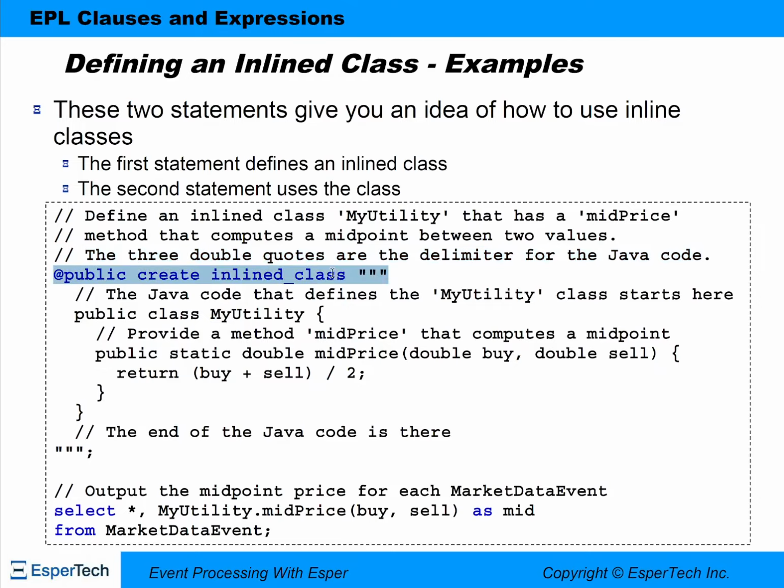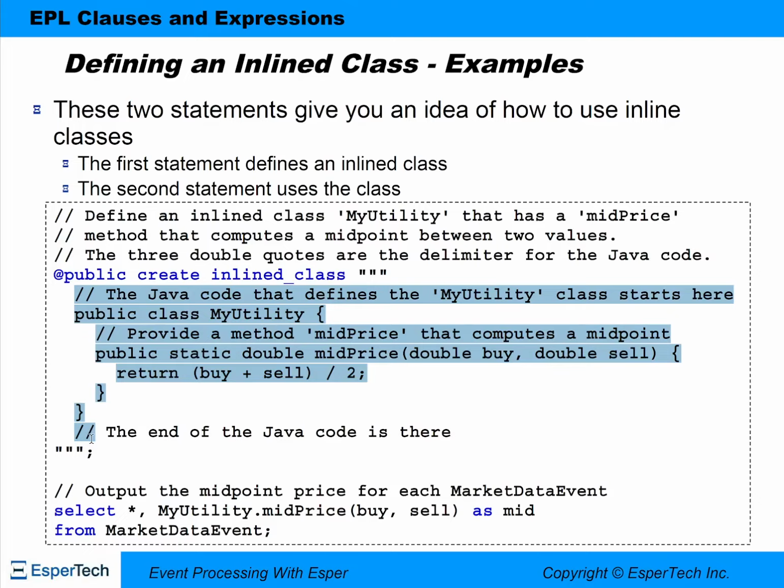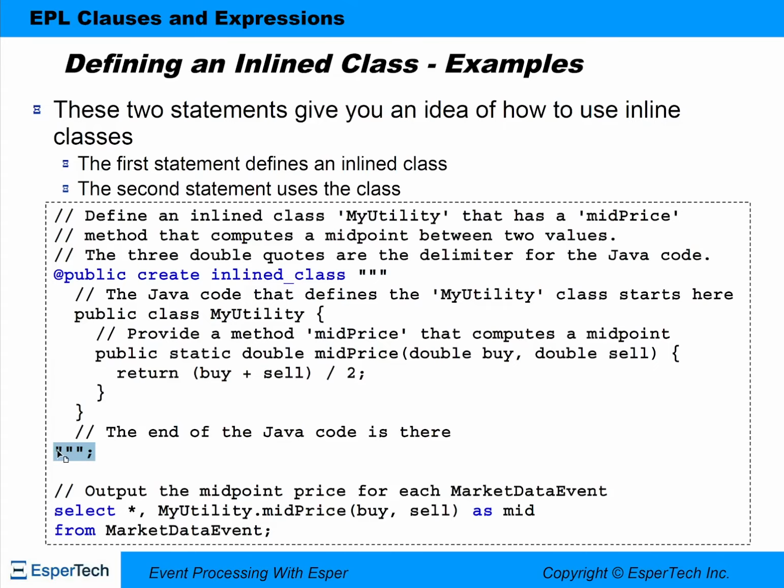At public, create inlined_class. Double quote. After that is the Java code that defines the myUtility class. After the Java code is double quote. The next query outputs the midpoint price for each market data event. Select star, comma, myUtility.midPrice, parenthesis, buy, comma, sell, as mid, from market data event.